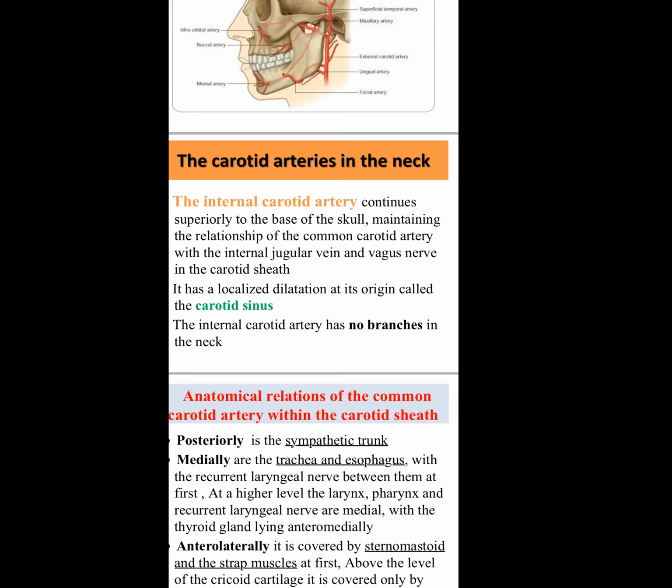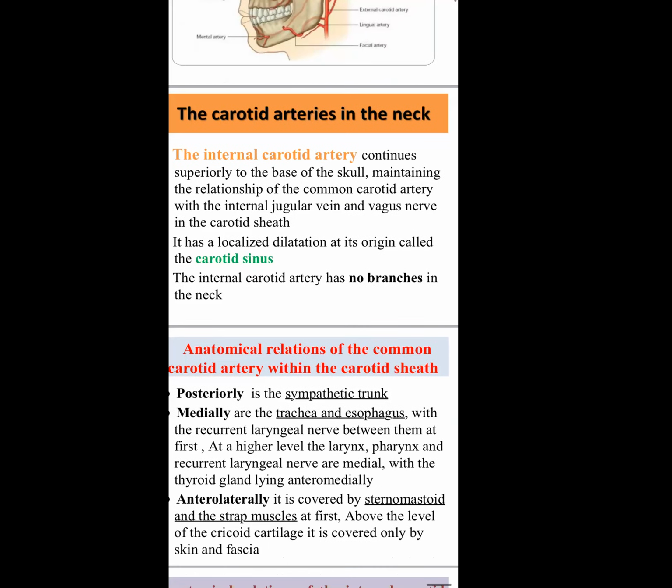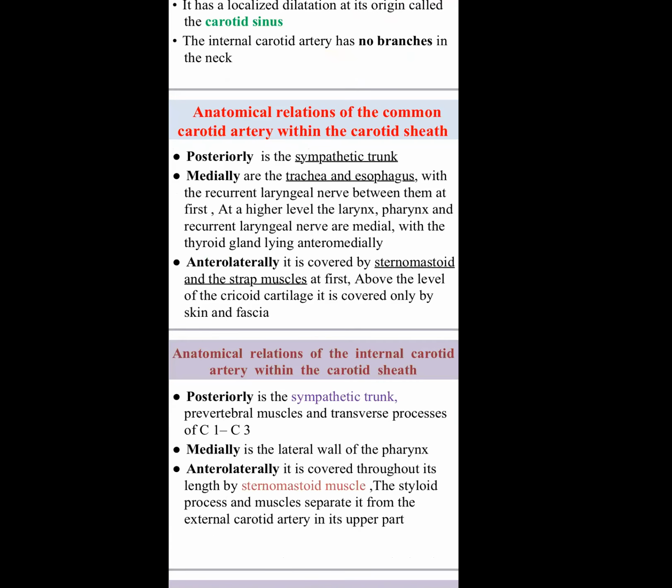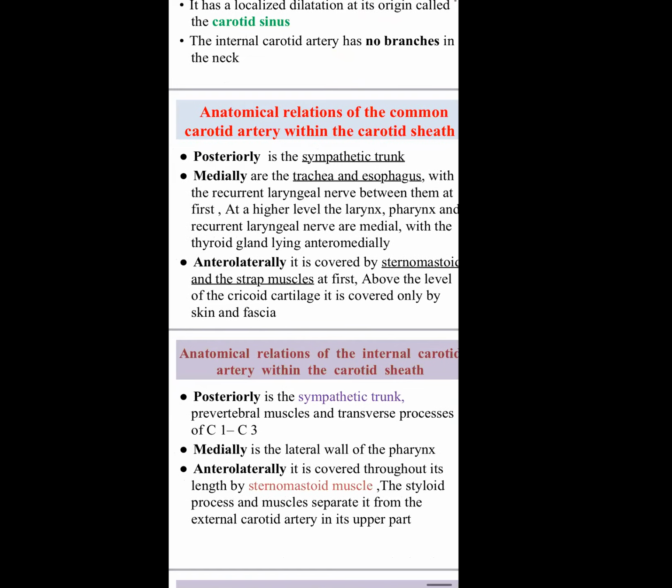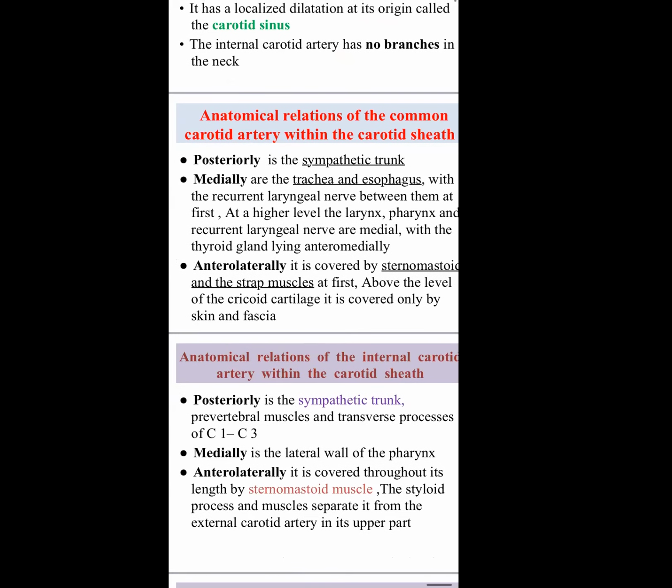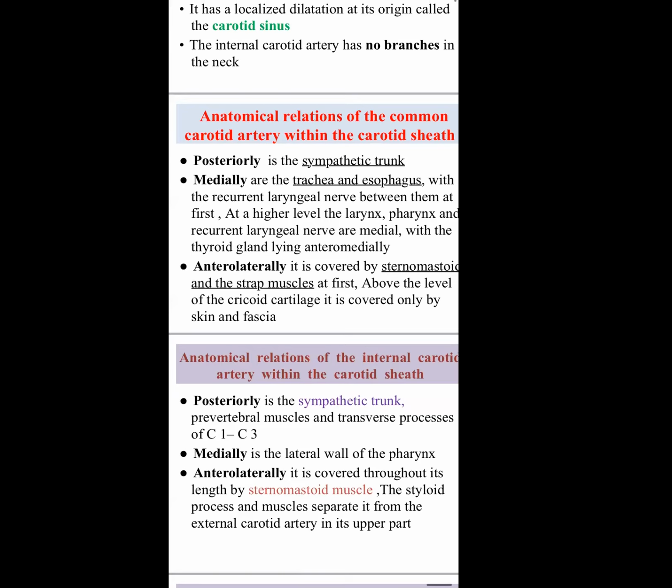Now, the anatomical relations of the common carotid artery within the carotid sheath. Posteriorly, the sympathetic trunk. Medially, the trachea and esophagus, with the recurrent laryngeal nerve between them at first. At a higher level, the larynx and pharynx and recurrent laryngeal nerve are medial, with the thyroid gland lying anteromedially. Anterolaterally, it is covered by sternocleidomastoid and strap muscles at first. Above the level of the cricoid cartilage, it is covered only by skin and fascia, and this is the point where we all feel the pulsation of the carotid artery.